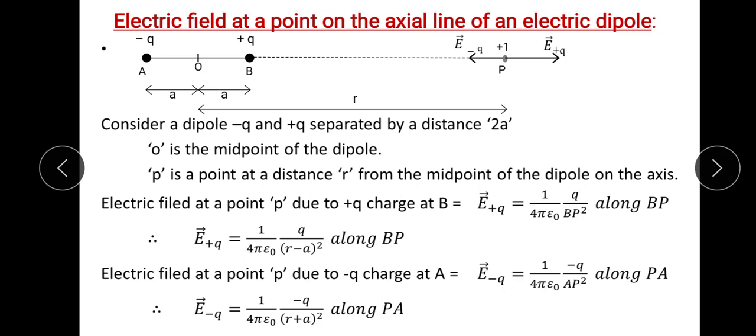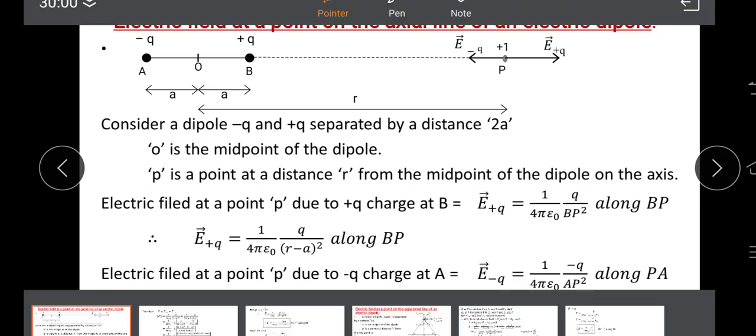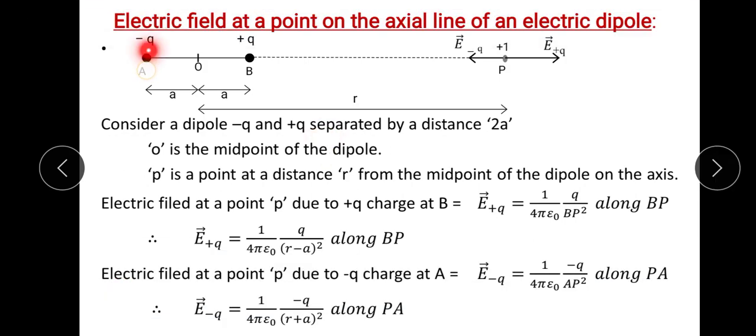First, let us consider a dipole with charges minus q and plus q separated by a distance 2a, and O is the midpoint of the dipole. Now you can observe in the diagram, this is a negative charge and this is a positive charge. So negative charge is placed at A and positive charge is placed at B. The distance between the two charges is 2a, and this O is the midpoint, and from the midpoint to either of the charges the distance is a. So you can see in the diagram.